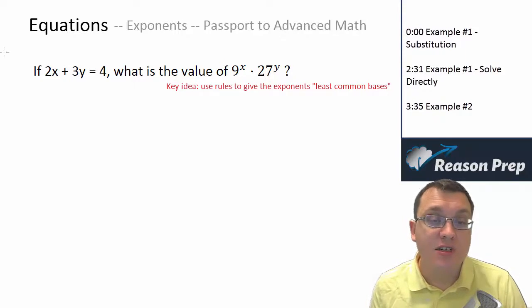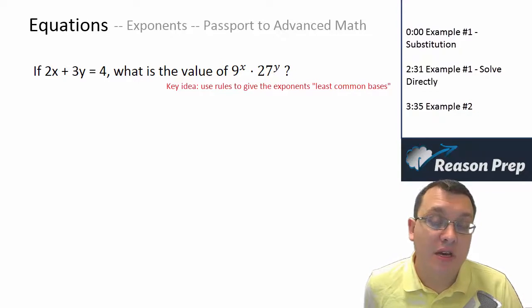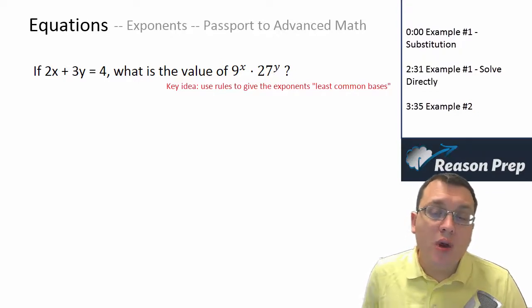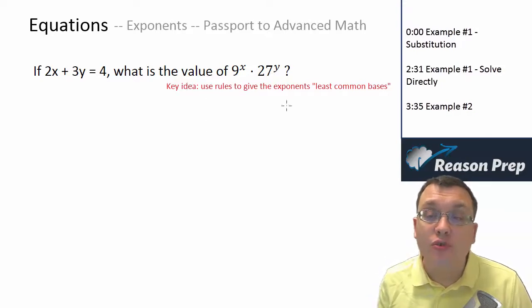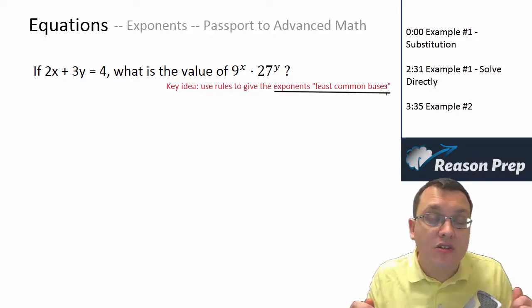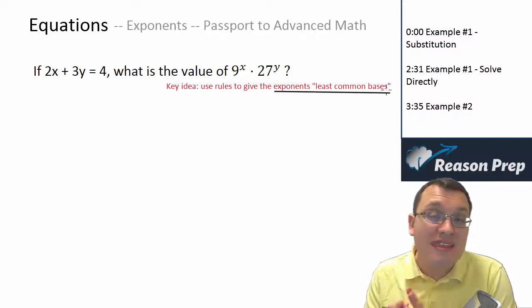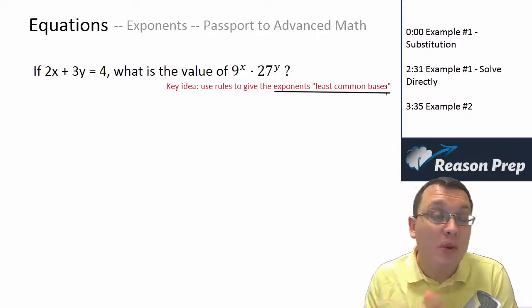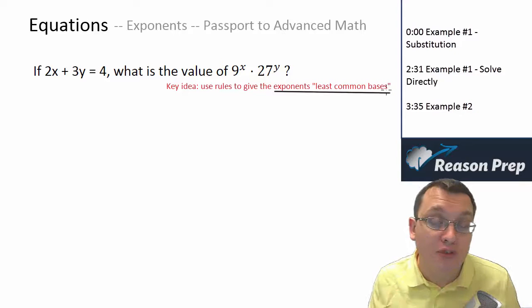If 2x plus 3y equals 4, what is the value of 9 to the x times 27 to the y? There's multiple ways to do this. I'm going to show you two ways, but one of the common links between all these methods is this key idea: you need to use your rules to give the exponents the least common bases. In other words, you want to reduce those bases to the point that they become the same, because in this case they're going to be reduced to a base of 3. Once they're the same, you can use your exponent rules to combine them and do all the good stuff.